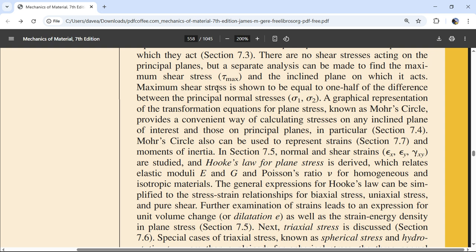So maximum shear stress is shown to be equal to 1/2 of the difference between these two. The difference means we have to subtract them. So if one is 0, let's say all tension in one direction and no compression on top of something, just axial tension, the difference between them is just the axial tension, and the max shear stress is just half of that difference.